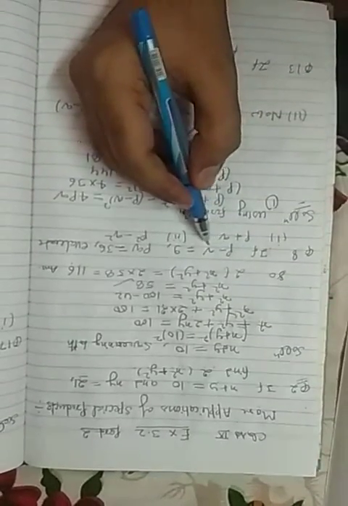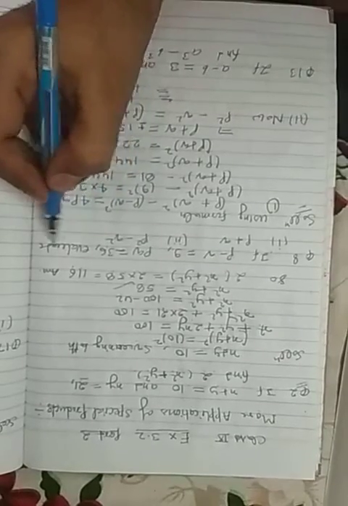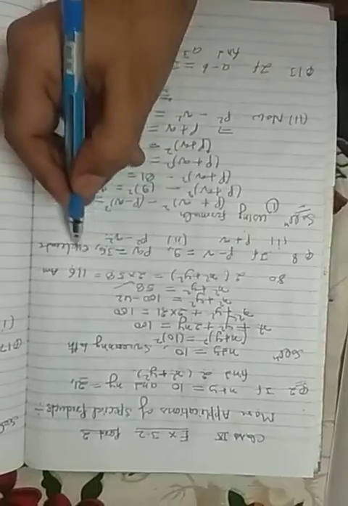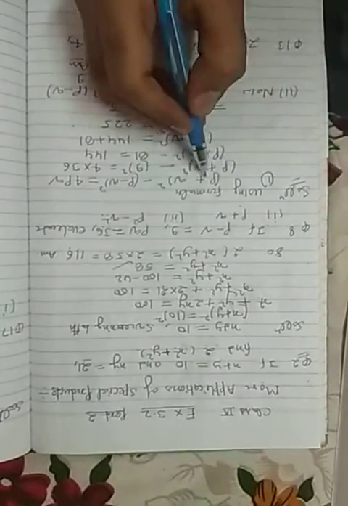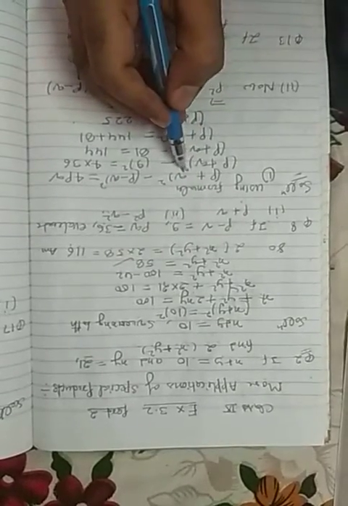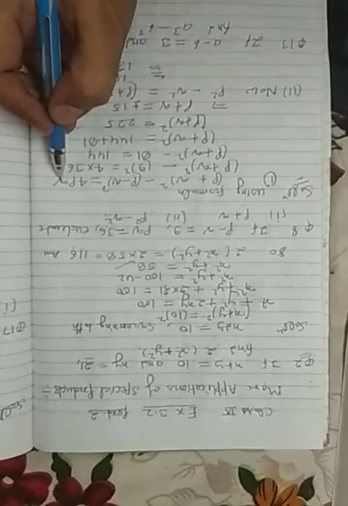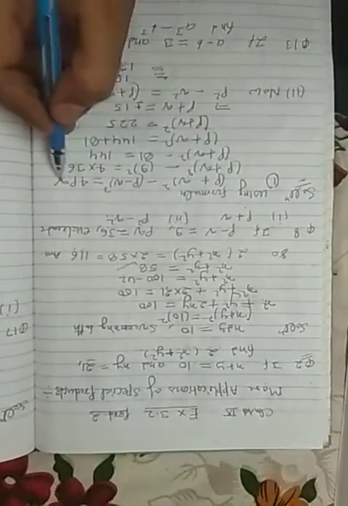Next one, you see question number 8. If p minus q equal to 9 and p into q equal to 36, then evaluate the value of p plus q and p square minus q square. For this type of question, we use the identity p plus q whole square minus p minus q whole square equal to 4pq. You can use this formula directly.